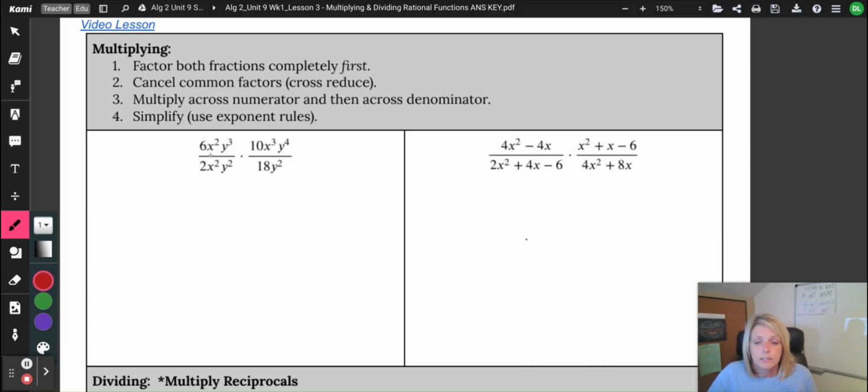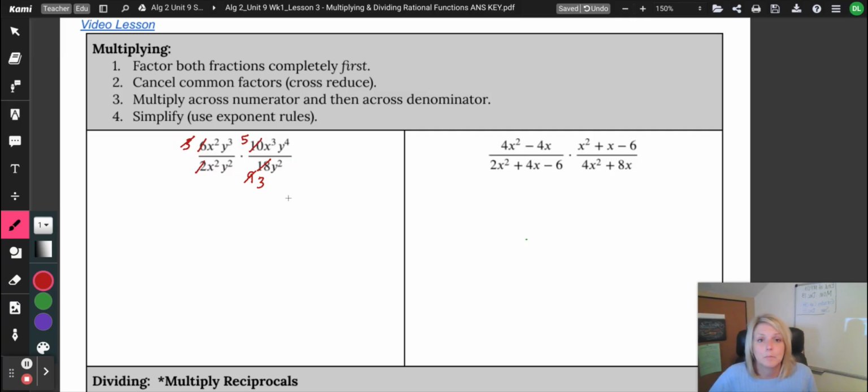So when I look at these, I'm going to look at my coefficients first. And so I can see that 6 over 2 is going to simplify to be 3. And with 10 and 18, I can divide both of those by 2. So 10 becomes 5, 18 becomes 9. And then I can also see that 3 goes into 9. Those are both divisible by 3. So when I do that, I end up with a 3.